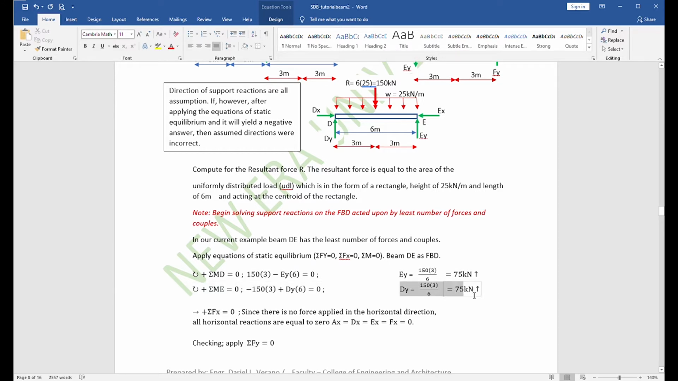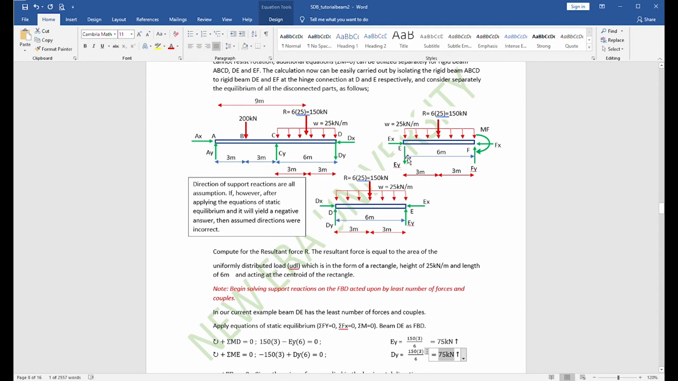Kuha natin ang DY, that is also equal to 75 kN. Nilagyan ko din ito ng sign na upward, kasi nga positive yung lumabas dito sa 75 kN na ito. So, ibig sabihin, tama yung assumption natin. That is an upward force. Okay, so we move on to free body diagram EF, or pwede rin naman dito sa ABCD na.